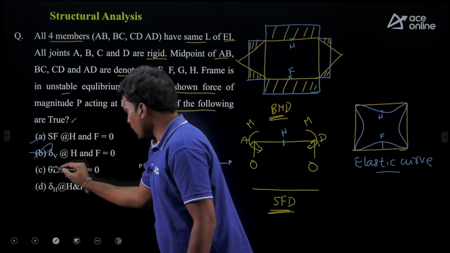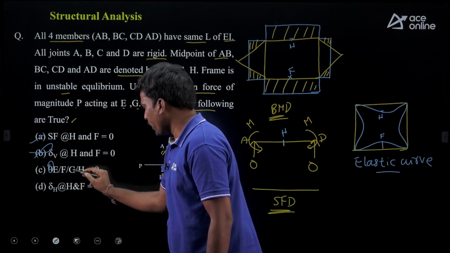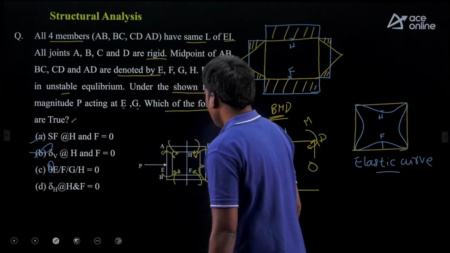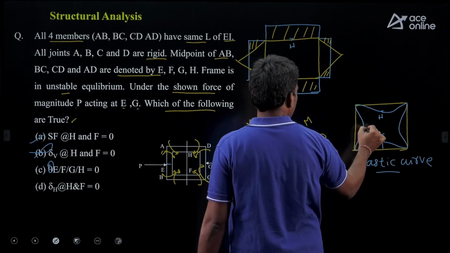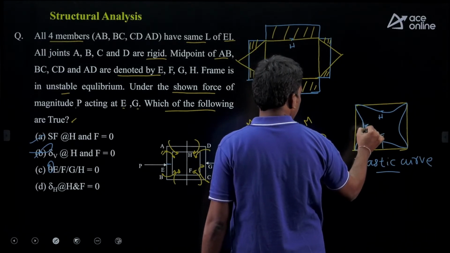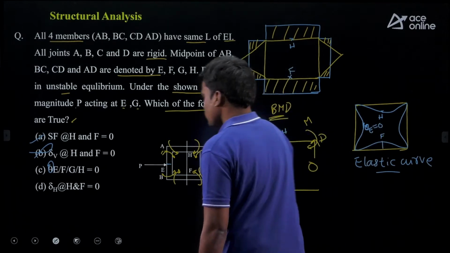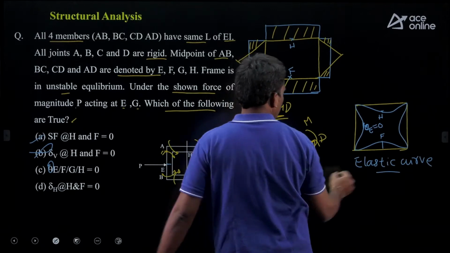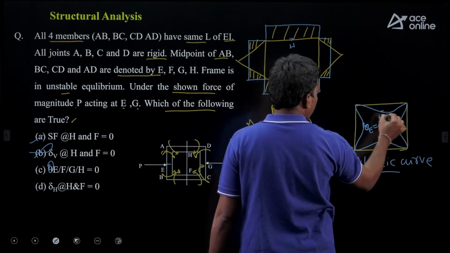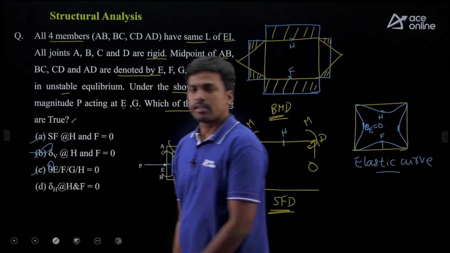Next, slope at point E, point F, point G, point H are 0. Now this is the slope at E. This is straight only. Now here slope at E is 0. Okay, next slope at F. So where is point F? Yes, this is the point F. Slope everywhere is not 0, it is 0 only at these 4 points. Okay, then C is correct.